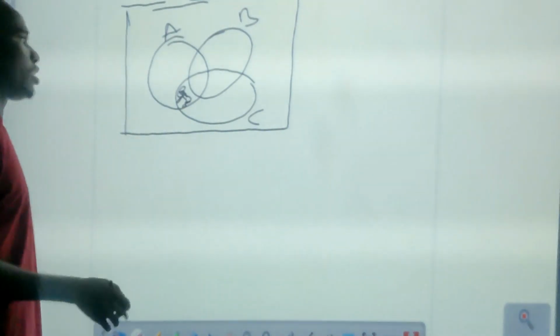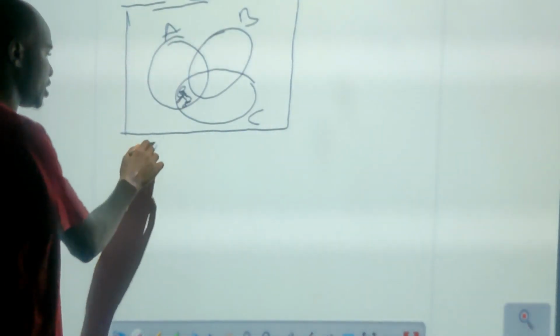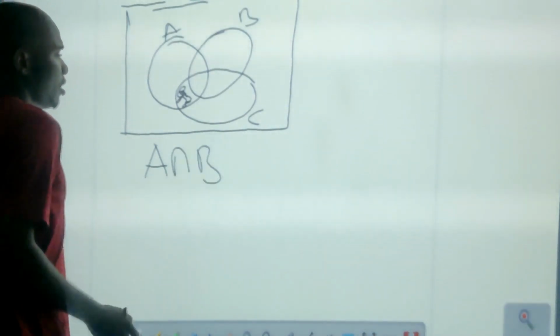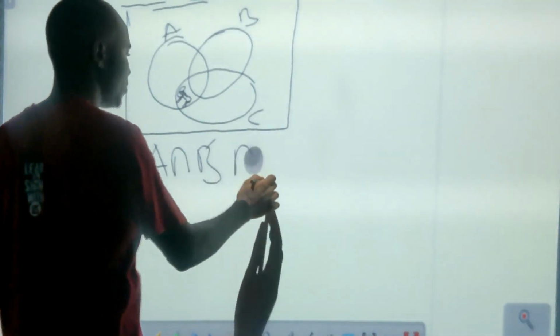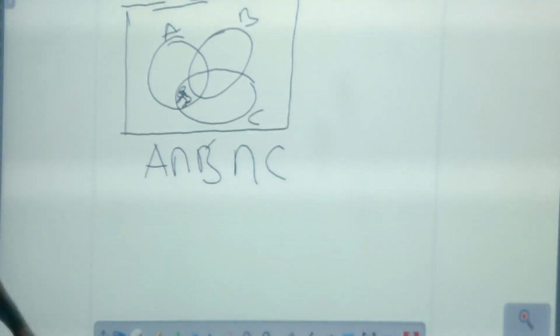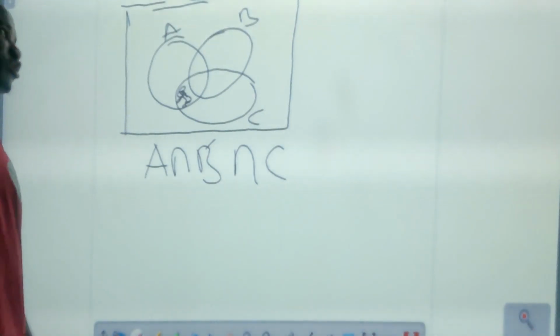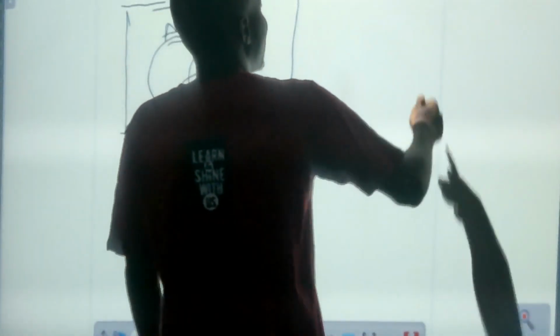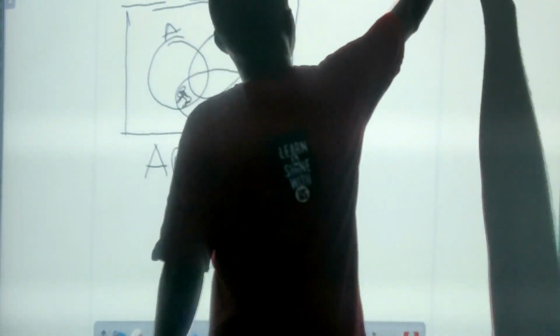What does that mean? I'm saying it belongs to A. It does not belong to B, but it belongs to C as well. So it is common to A and C, but it does not belong to B. That is what that part is saying. I think that is very straightforward to grasp. The last one we can really talk about now is this area here.